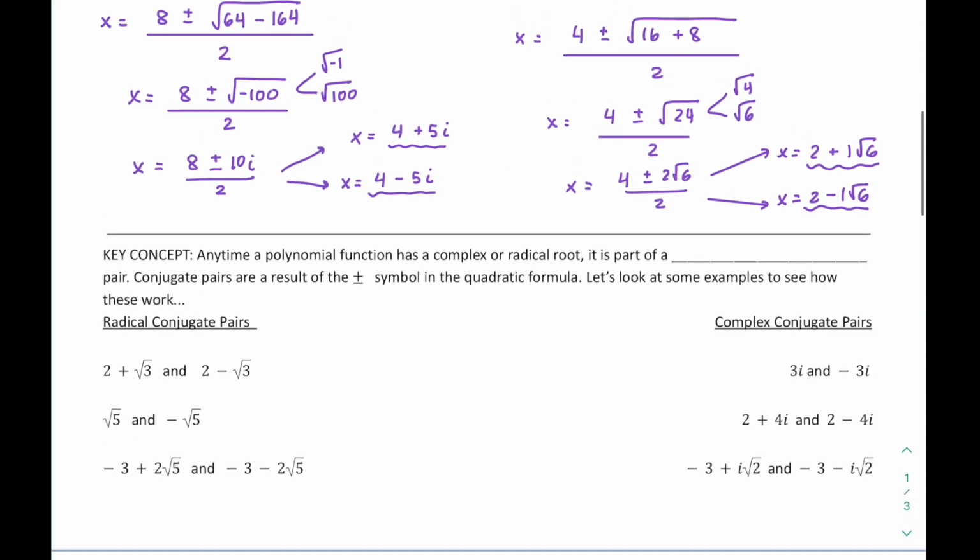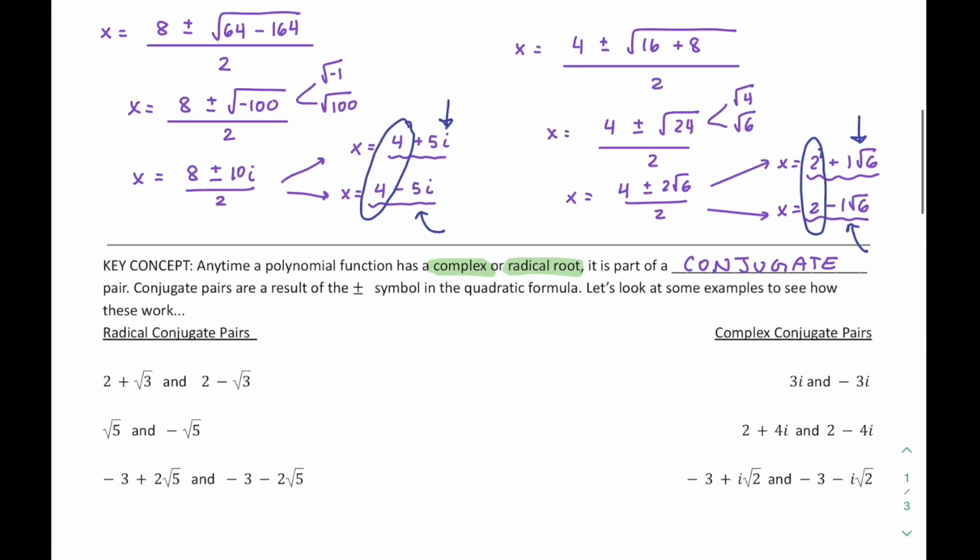So if you noticed on those two examples, those solutions are related in that the real part matches and the complex part or radical part is opposite. And so that goes with today's key concept. Anytime a polynomial function has a complex or a radical root, it is part of a conjugate pair. And again, all that means is you can't have a complex or radical root if it's not in a pair because of the plus or minus from the quadratic formula. So that's how we end up with them.